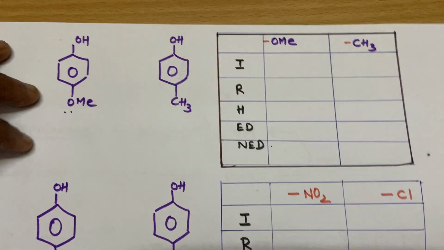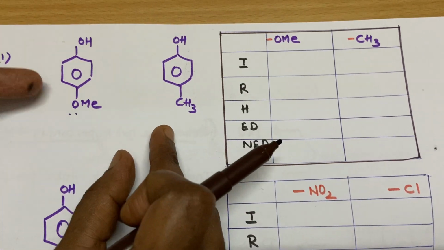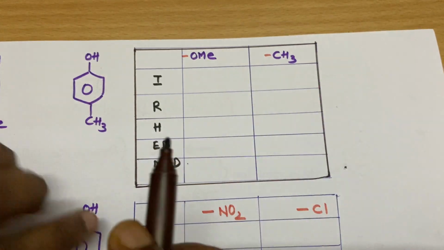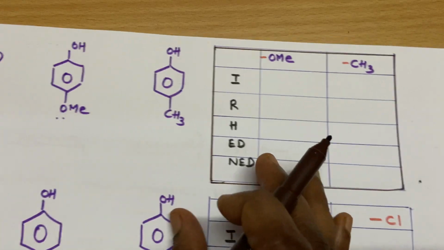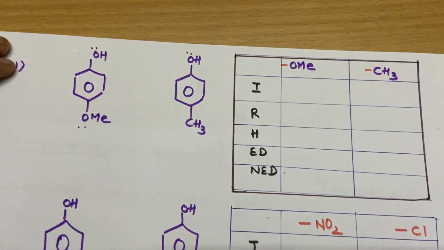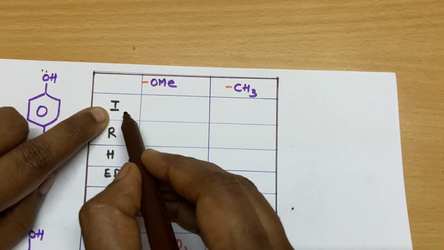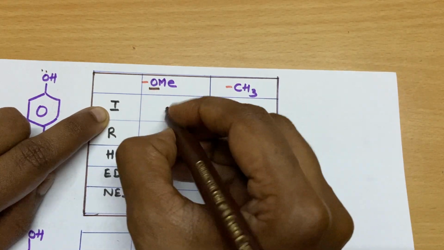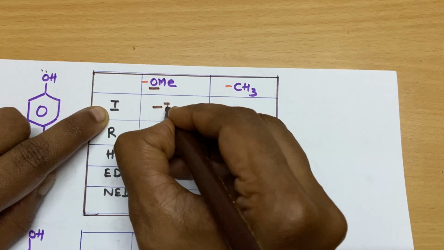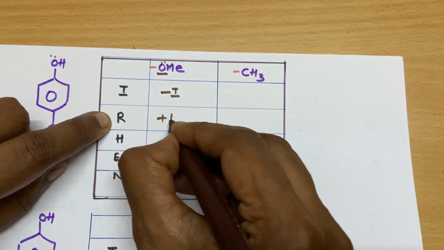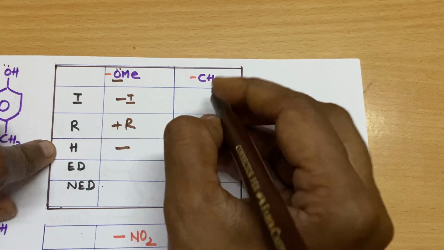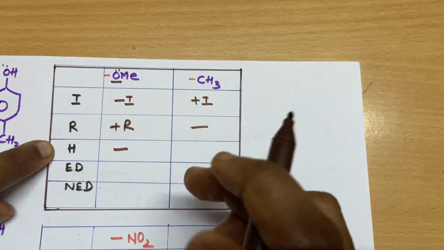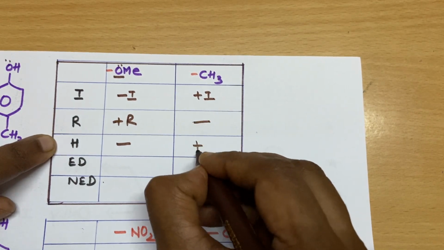Here they have asked you to compare the acidity between para-methoxy phenol and para-methyl phenol, the para-cresol. The electronic effects are going to decide whether the electron density increases or decreases. First, what inductive effect does methoxy show? Compared to carbon, oxygen is more electronegative, so it is minus I. Then it has a lone pair, so plus R, no hyperconjugation. Methyl is going to show plus I; it cannot show resonance, it shows hyperconjugation.